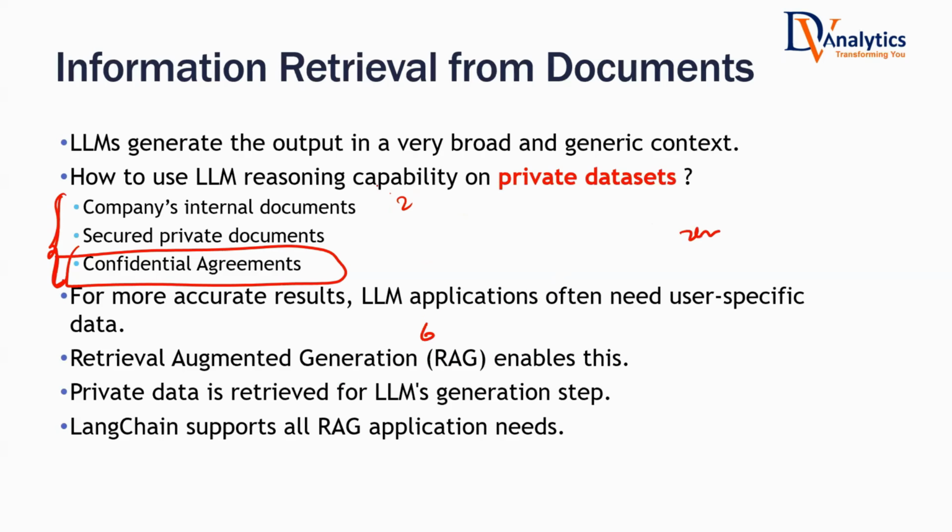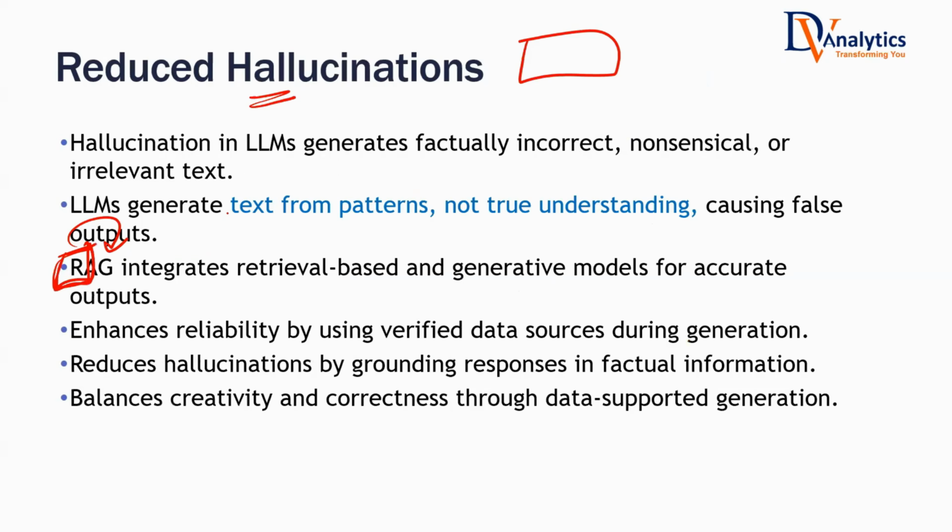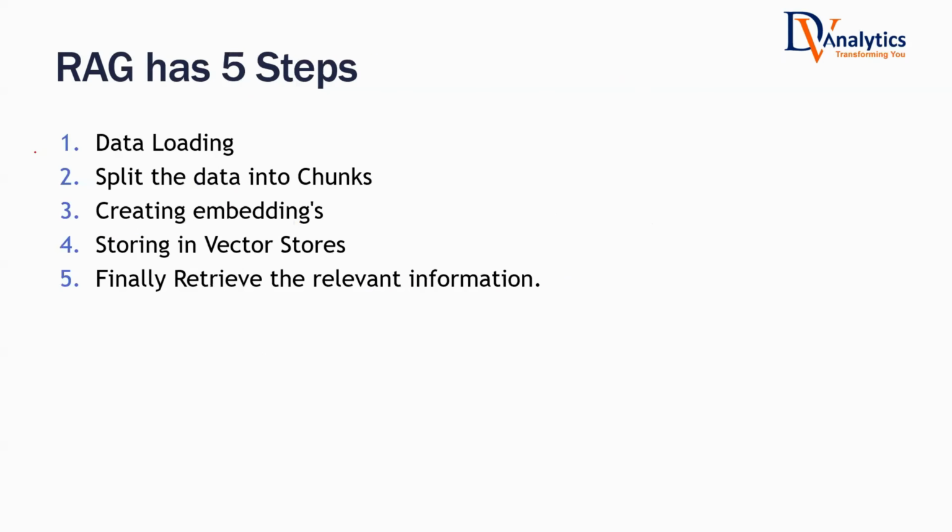It has five steps. Let us go through each step-by-step process. RAG has five steps. You load the data. You split the data into smaller chunks, smaller pieces. Then we convert. Creating embedding means converting the text data into numerical vector format. You understand what is embedding, isn't it? What is an embedding? The vector form, converting the text data into vector form.